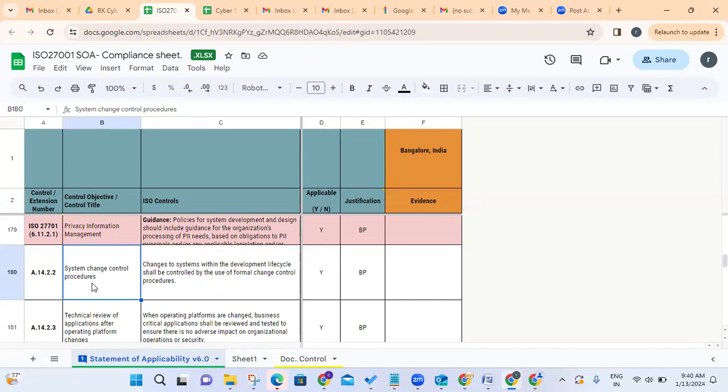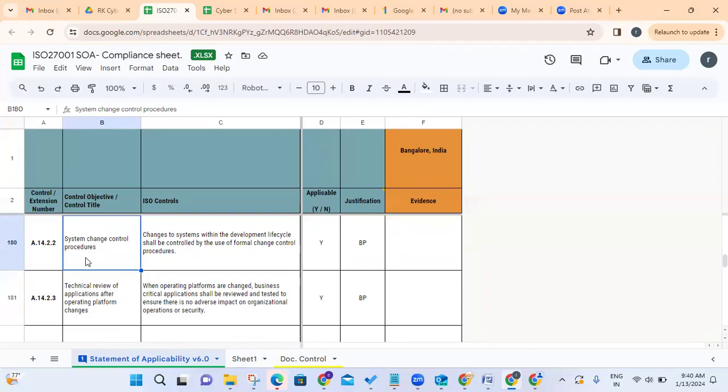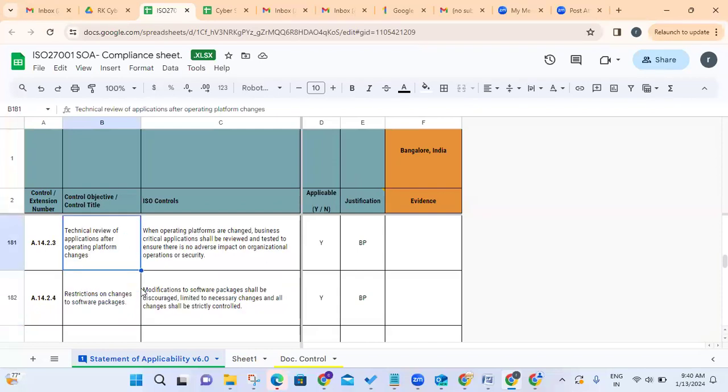What is the change management mechanism? For example, the ITIL process can be used. That is the backend mechanism, and what are the evidences we are using, filling up the template and everything. Technical review of applications after operating platform changes. Once everything is completed in the SDLC life cycle, we have to review and sign off on the application side. Are there any vulnerabilities existing? Is there any risk existing? Are we fine to release that particular feature to the public or not, all those things.